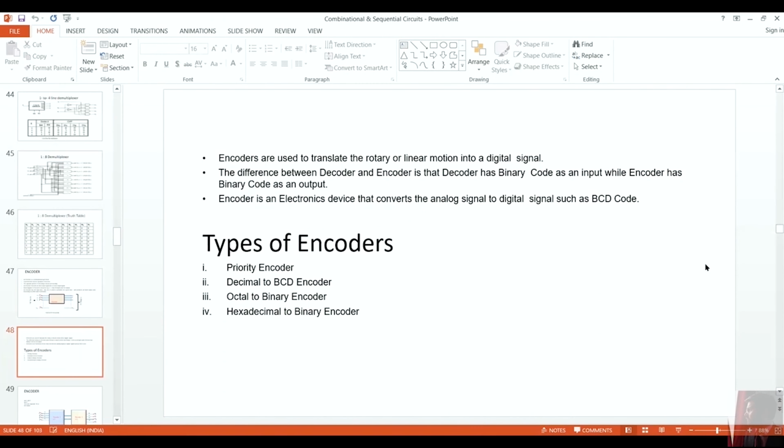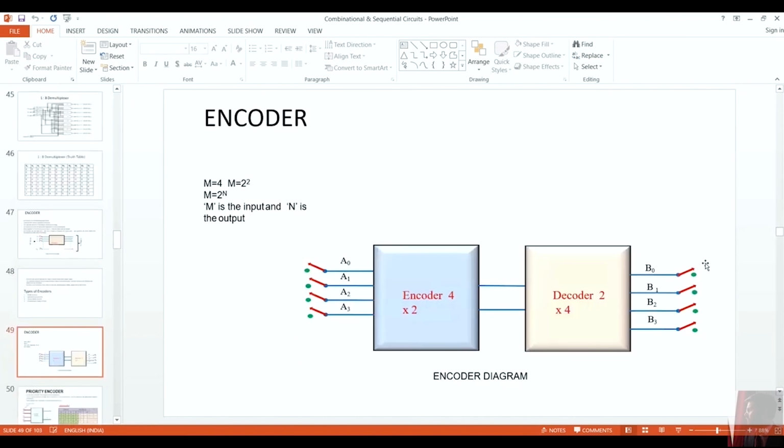So we have four different types of encoder. One is the priority encoder. We have decimal to BCD encoder, octal to binary, and hexadecimal to binary. So more emphasis on binary only.